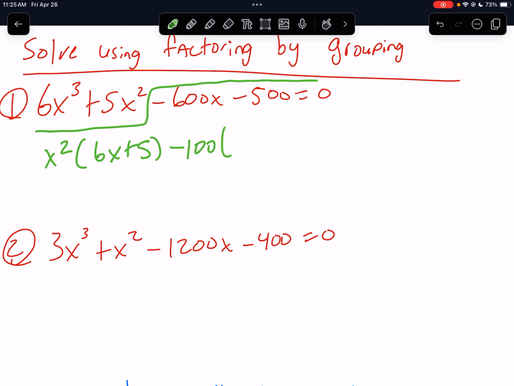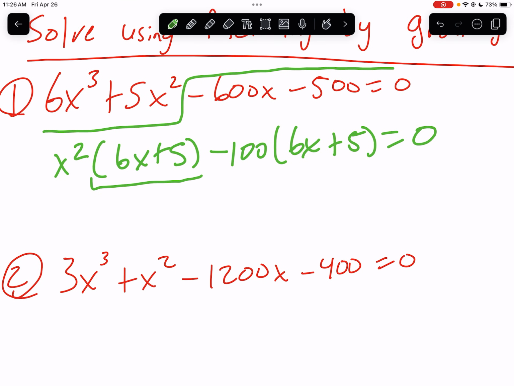Why do we do negative 100? We always want this spot to be a positive number. So negative 600 divided by negative 100 is 6x. Divided by negative 100, we get plus 5. So that's what we do. And then both of these have the factor 6x plus 5. So it's like we're pulling out the GCF. We're pulling out 6x plus 5.